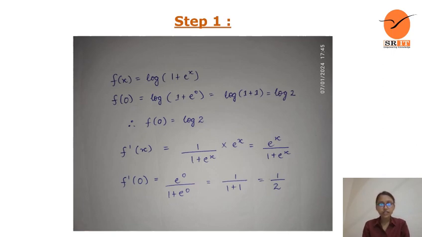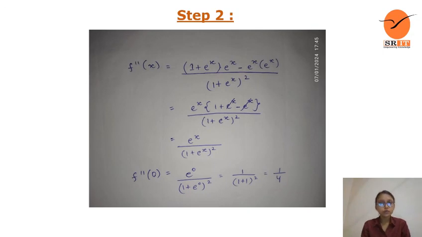Now we find f dash x by differentiating f of x. So the differentiation of any logarithmic function is 1 upon the variable. So now we get 1 upon 1 plus e raised to the power x, and by applying chain rule we have the differentiation of 1 plus e raised to the power x as e raised to the power x. So we get the final value as e raised to the power x upon 1 plus e raised to the power x. Now we find f dash 0. So e raised to the power 0 upon 1 plus e raised to the power 0 is equal to 1 upon 1 plus 1, which is equal to 1 by 2.